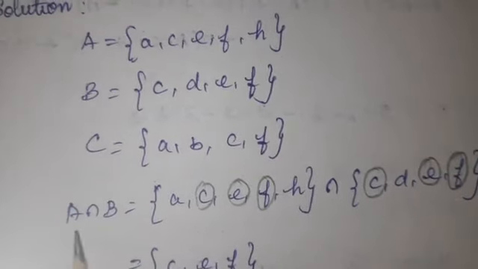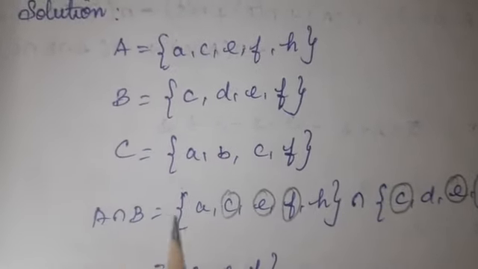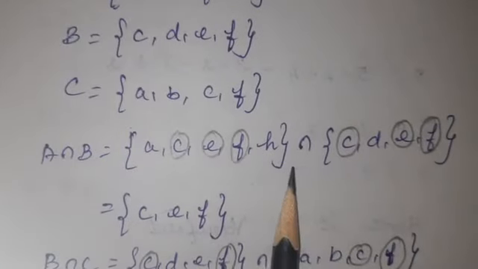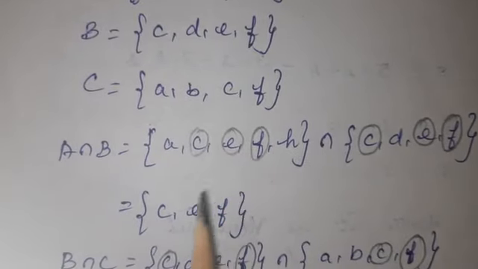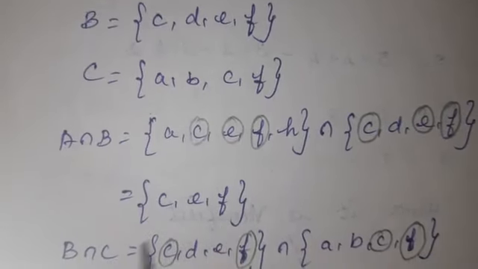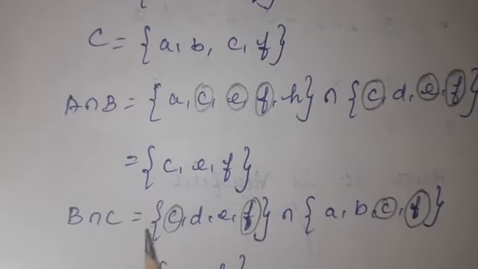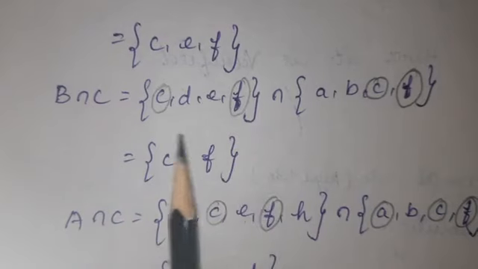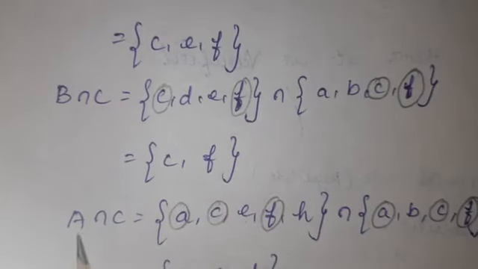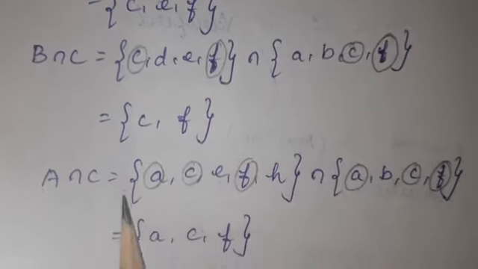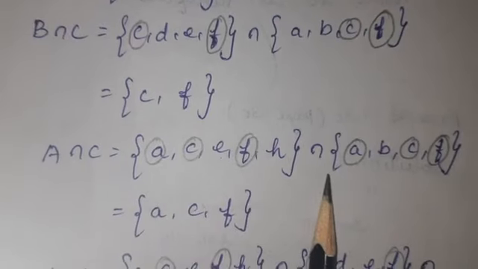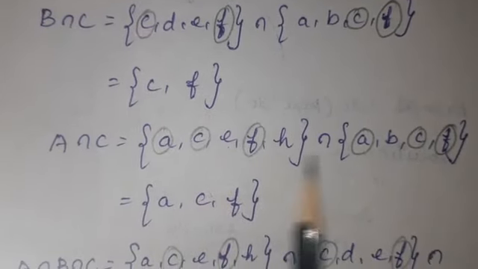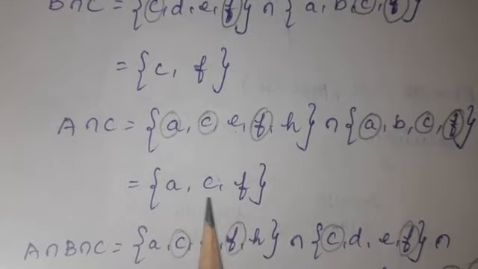First I am going to find A intersection B. So A set intersection B set. The common elements are C, E, F. Next I am finding B intersection C. B set intersection C set. Here the common elements are C, F. Next I am finding A intersection C, equal to A set intersection C set. In this the common elements are A, C, F.